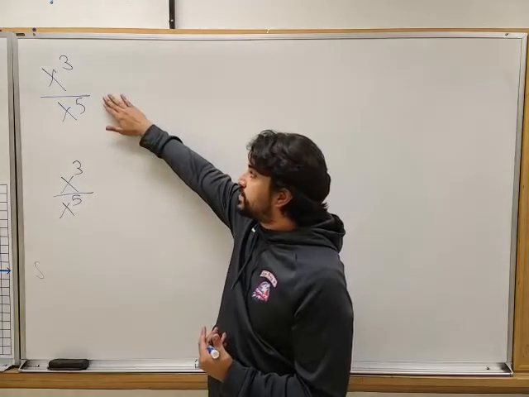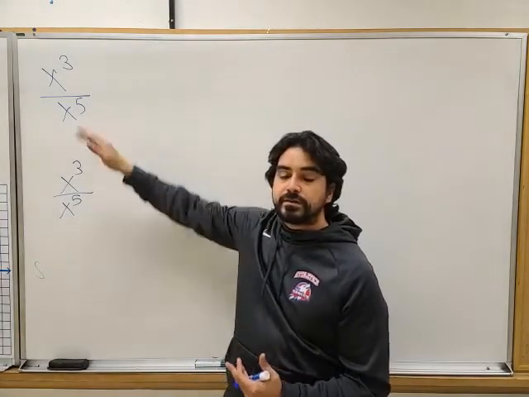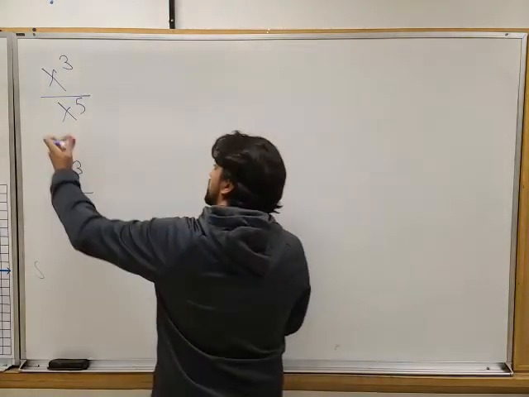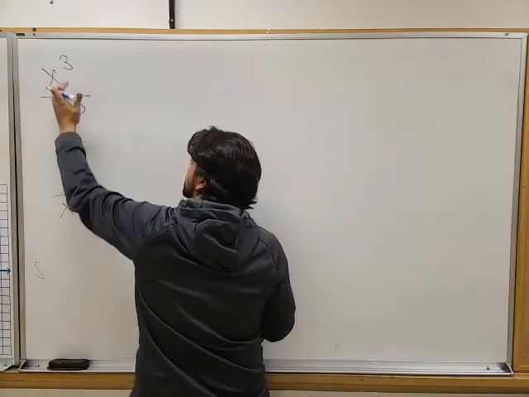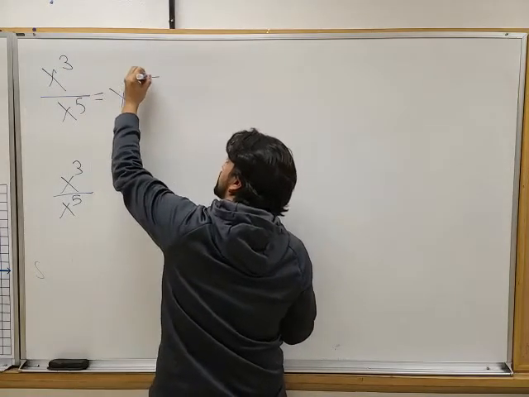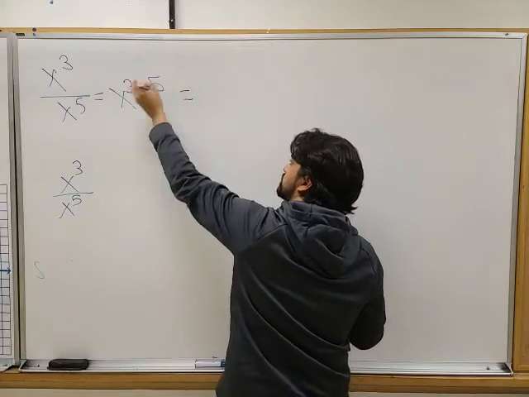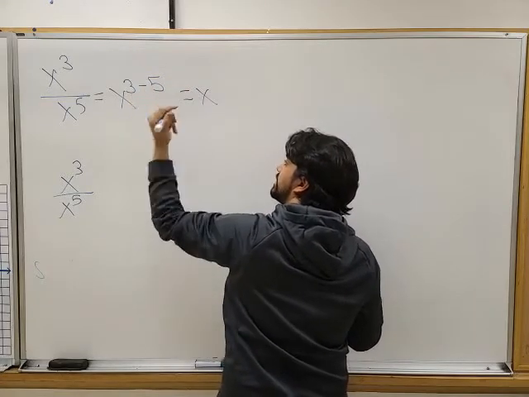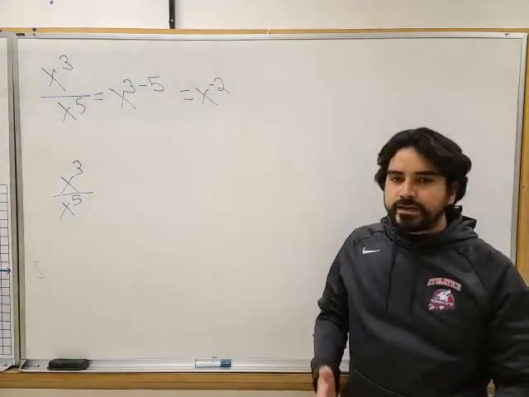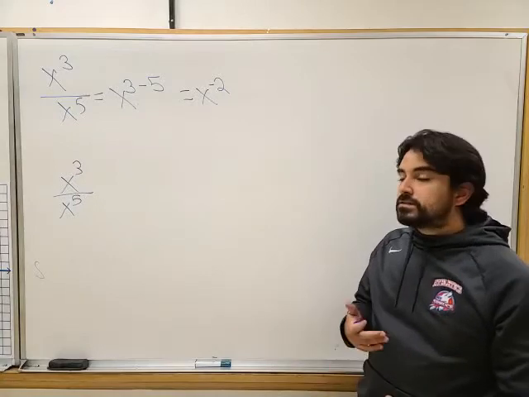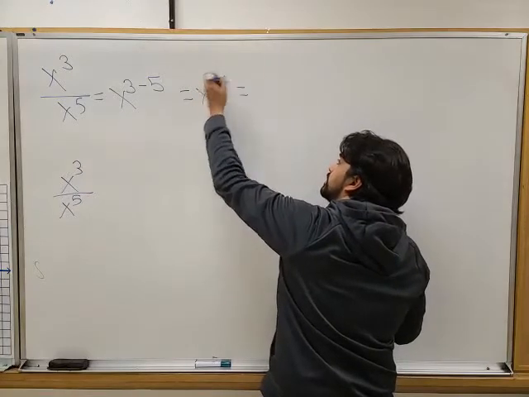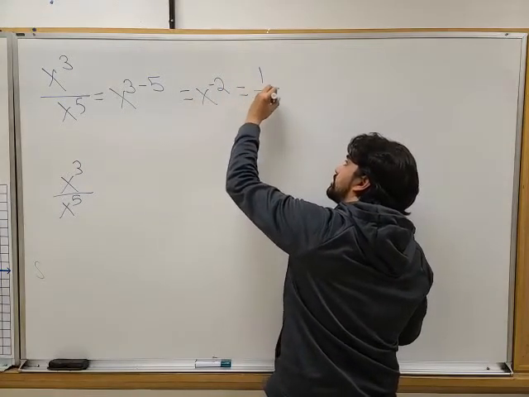On the first one, we have x to the power of 3 divided by x to the power of 5. We're going to use the quotient of powers: if we are dividing like bases, we can subtract the exponents. So x to the power of 3 minus 5. 3 minus 5 is negative 2, so x to the power of negative 2. We can't have negative exponents in our final answer, so we do the reciprocal. This is going to be 1 over x to the power of 2.